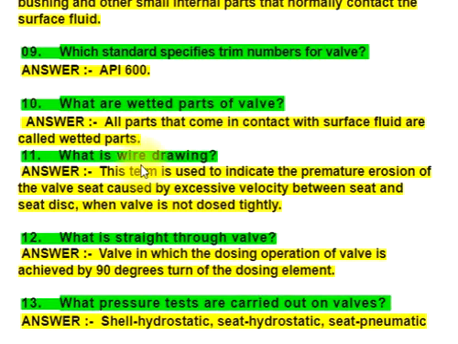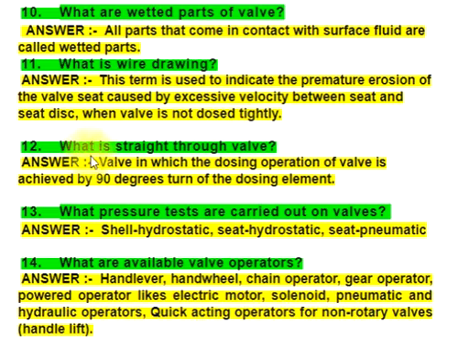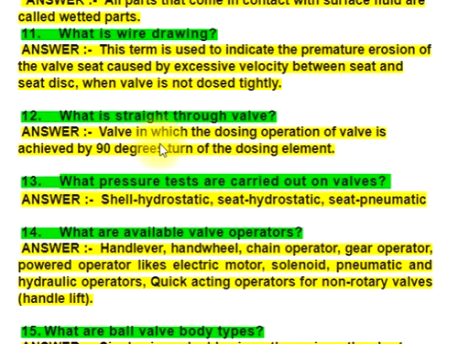11. What is wire drawing? Answer: this term is used to indicate the premature erosion of the valve seat caused by excessive velocity between seat and seat disc, when valve is not closed tightly. 12. What is straight-through valve? Answer: valve in which the closing operation of valve is achieved by 90 degrees turn of the closing element.